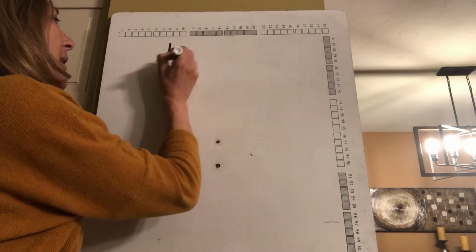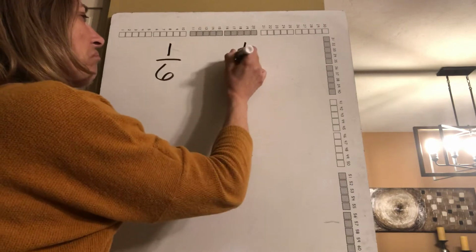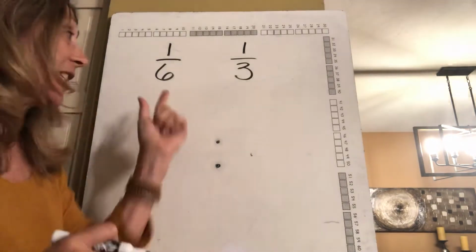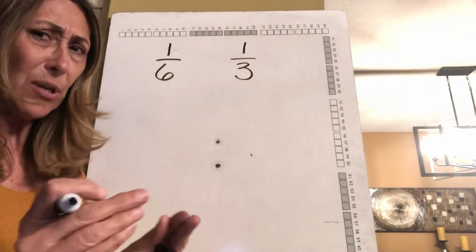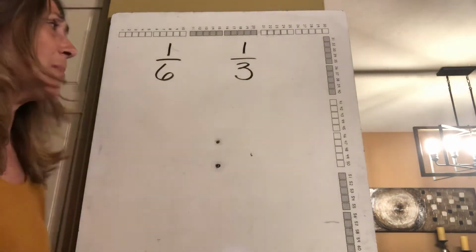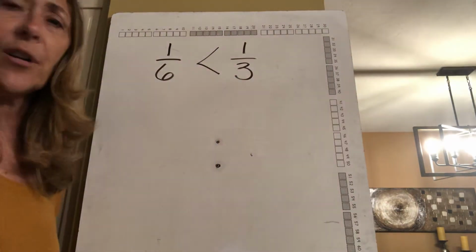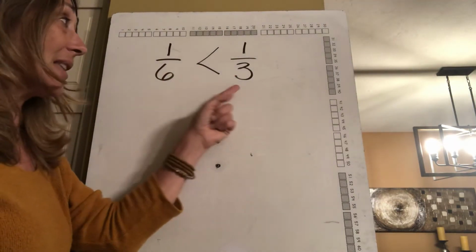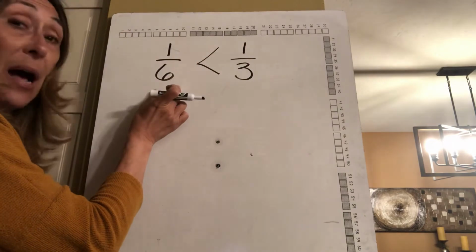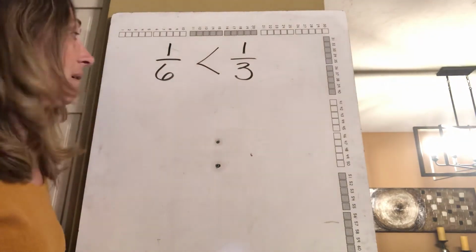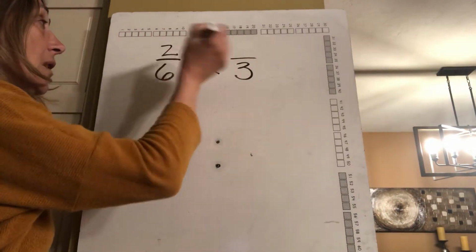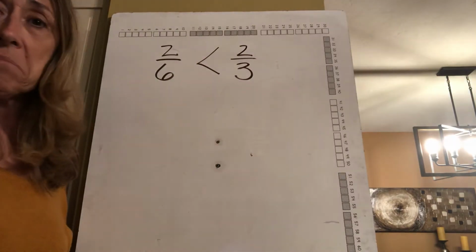So I could have 1/6 or 1/3. If I have that whole bar and I divide it between 6, it's going to be pretty small. Or if I have that whole and I divide it by 3, which one's going to be greater? 1/3. So 1/6 is less than 1/3. The bigger the denominator, the smaller the pieces. The same thing if I would change that to 2/6 or 2/3.